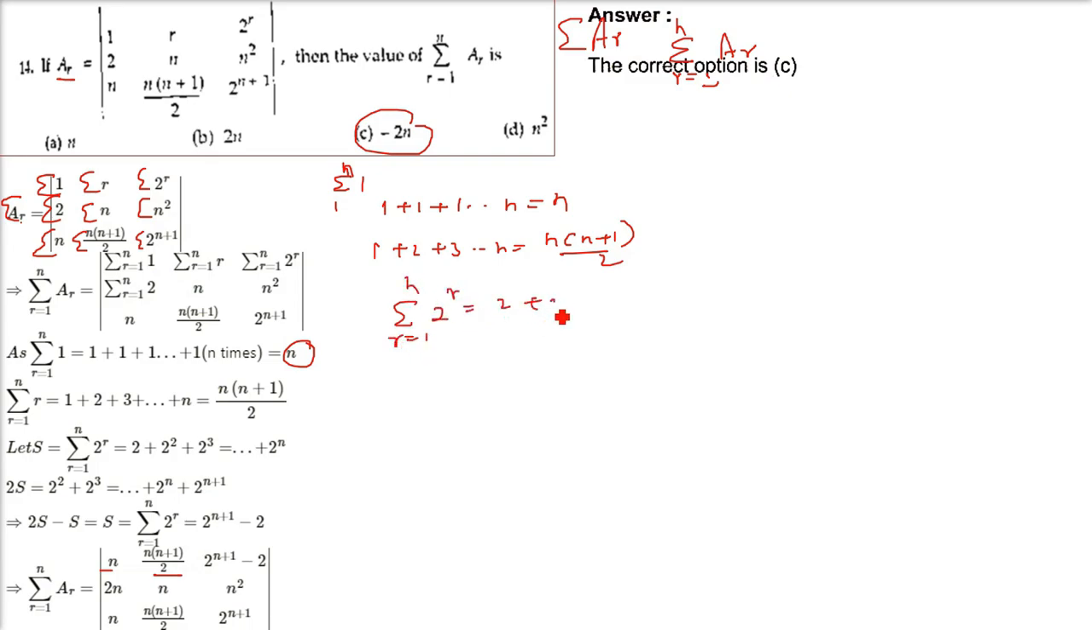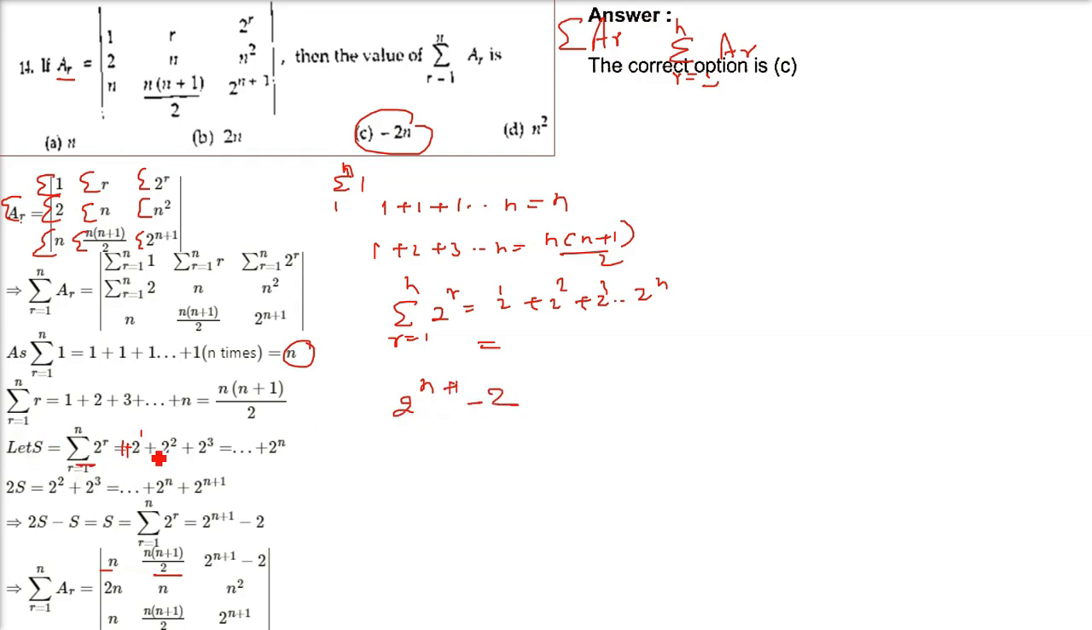2 raise r is 2 raise 1 plus 2 square plus 2 cube, it goes up to 2 raise n. So the summation we already know, we already did in the previous classes. We have to take s, then 2s will add. So finally 2s minus s will give you 2 raise n plus 2 minus n plus 1 minus 2. So I'm writing directly 2 raise n plus 1 minus 2.